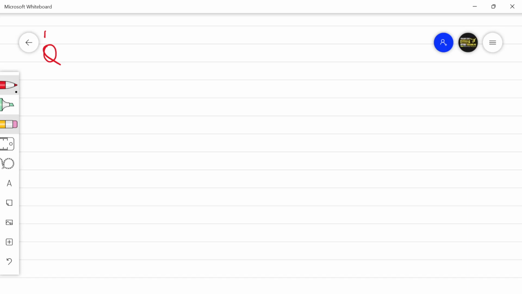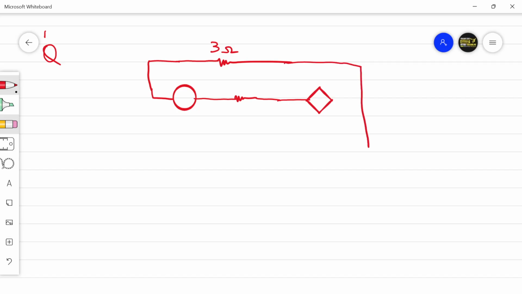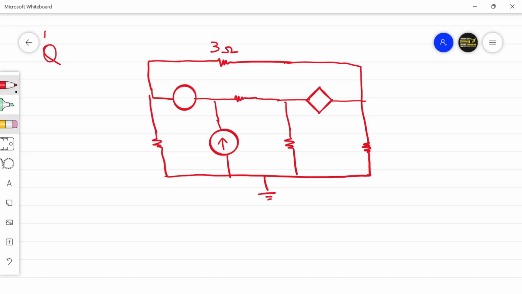You have 3 ohm resistance, a voltage source, another resistance. This is 2 ohms. You have 10 amperes here, 10 ampere current source. You have 4 ohm resistance here. You have 1 ohm resistance here. You have 6 ohm resistance here. This voltage plus minus 20 volts.